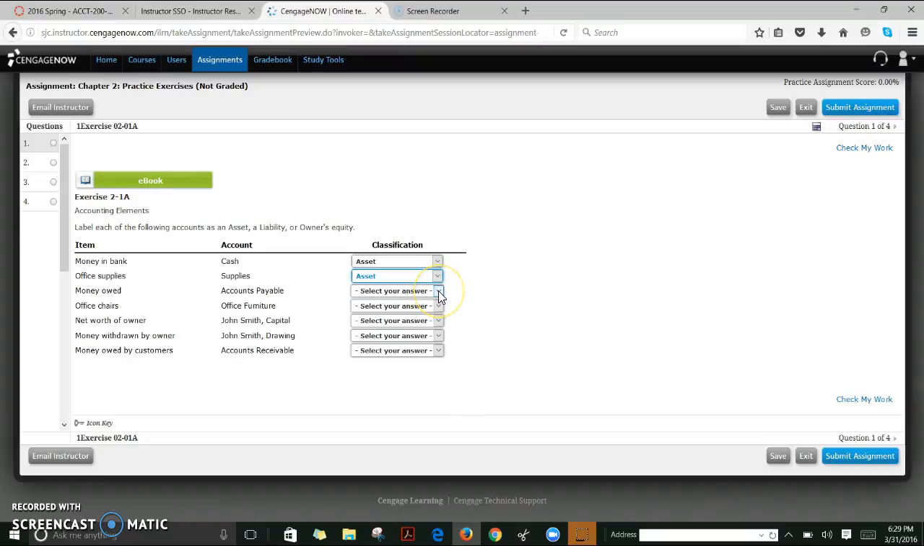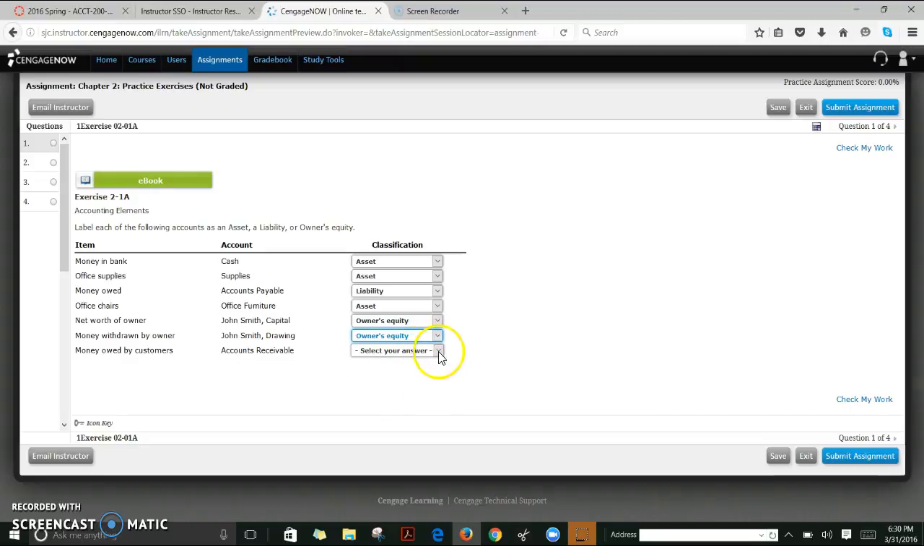Accounts payable, anything with the word payable on it is a liability, something that we owe. Office furniture is an asset, something we own. John Smith Capital, of course, is your owner's equity account. Drawing is also your owner's equity account.